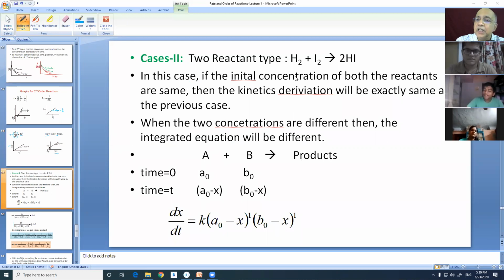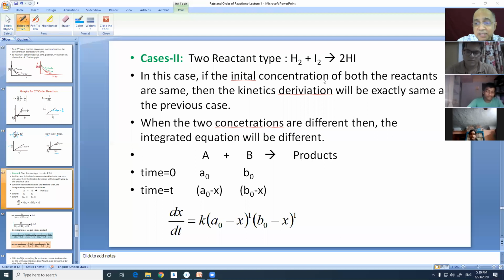The second case is when the two reactants are different. It's not a single reactant type, it's a two-reactant type, H2 and I2, for example. Just the opposite of that. Fortunately, both the processes are second order. The formation of HI is second order, first order with respect to hydrogen, first order with respect to iodine. And the decomposition of HI, which we did before, is also second order with respect to HI. But here first equal to second.